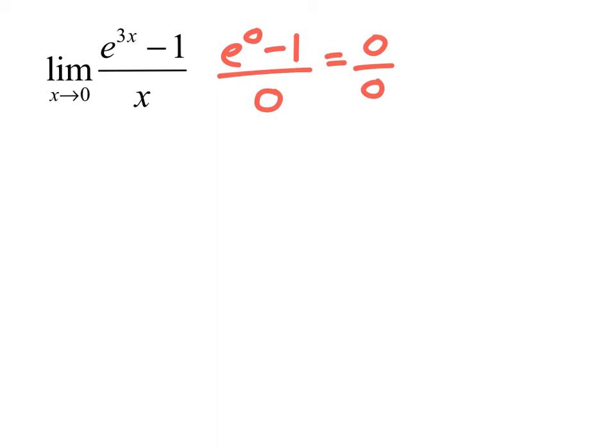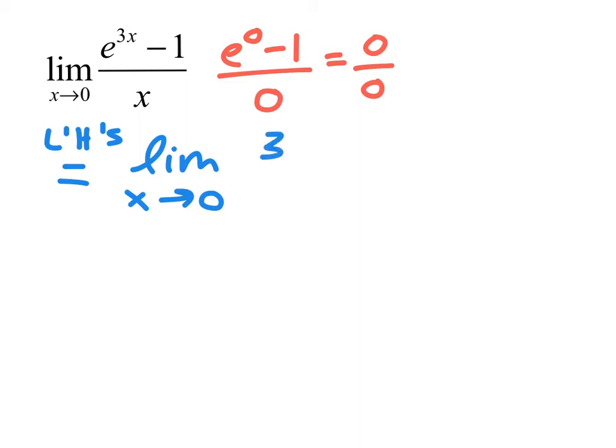Now, if you are applying L'Hopital's rule, whenever you say it's equal to the next step, the proper way of writing it is to put a little notation above it that says LH. That way it indicates to the reader of your paper that you're actually using L'Hopital's rule. So L'Hopital's rule says I'm keeping the limit notation in front, and I'm going to differentiate the top over differentiate the bottom. Well, the derivative of e to the 3x minus 1 is 3e to the 3x over the derivative of x, which is 1.